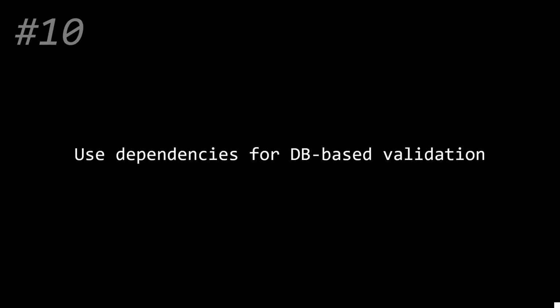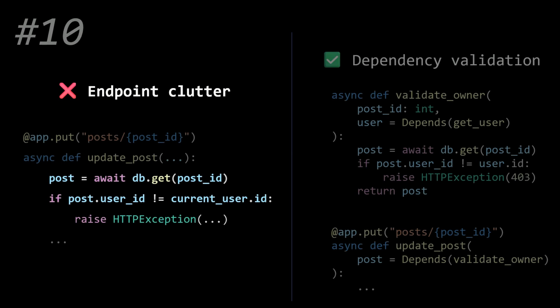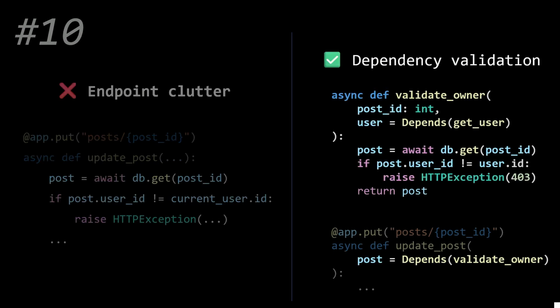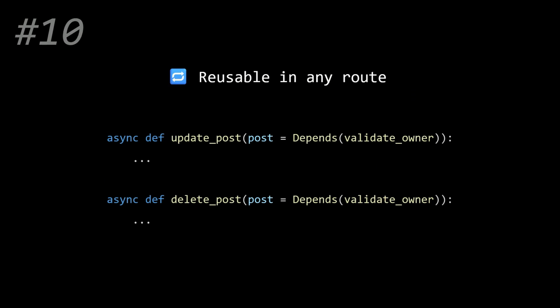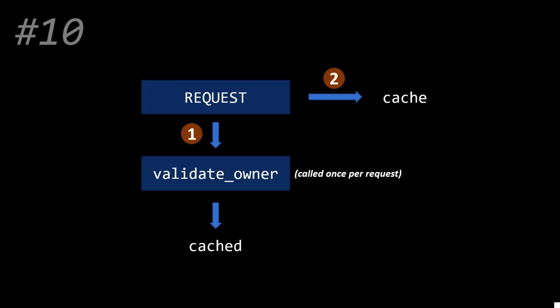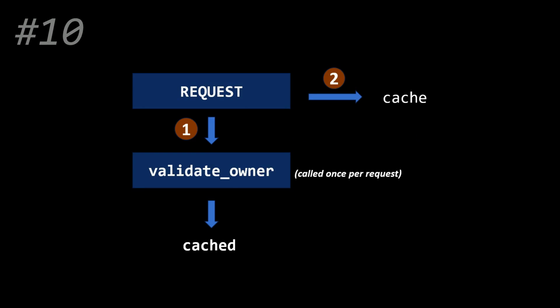Number 10, use dependencies for DB-based validation. If your validation logic requires a database query, like checking whether a resource belongs to the current user before allowing changes, don't put that logic directly in your endpoint. Instead, create a dependency and use it. The first benefit is that you can easily reuse the dependency across multiple endpoints with just a single line of code, and there's no performance hit. Since FastAPI caches dependencies per request, your dependency will be evaluated only once in a request. Overall, it's efficient and helps keep your endpoint clean.